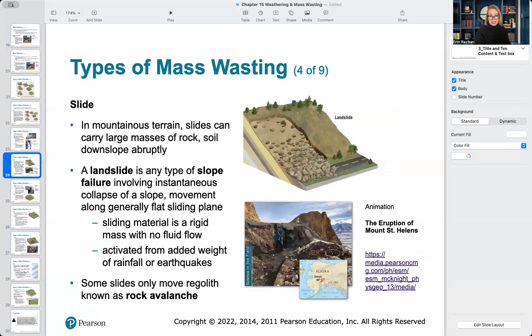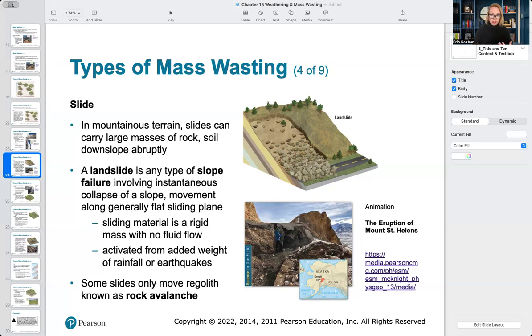Next type is slides. So this is the next category and the second fastest, where material moves downslope as a relatively coherent mass along a well-defined surface. So landslides are abrupt, rapid, and often catastrophic events in which large masses of rock and earth slide rapidly downhill in only a few seconds or minutes, essentially an instantaneous collapse of a slope.